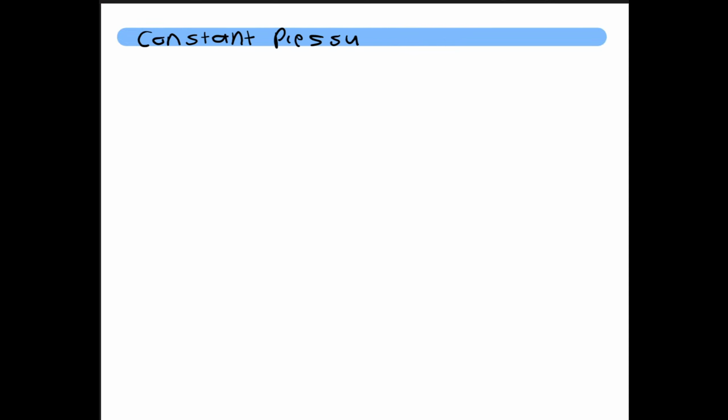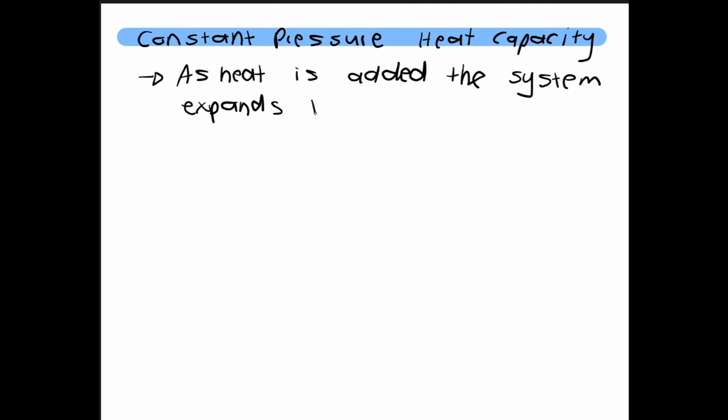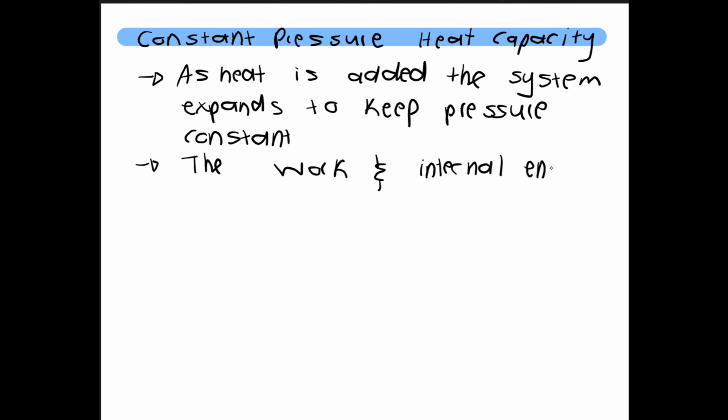We also get heat capacity at constant pressure. As heat is added, the system expands to keep pressure constant. The work and internal energy provided by the expansion is related to heat capacity at constant pressure. Work and internal energy grouped together is called enthalpy.